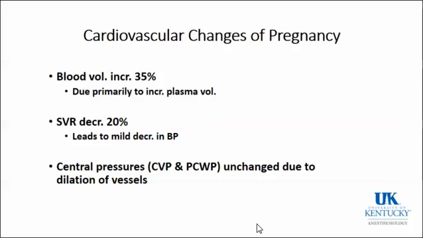Other cardiovascular changes, blood volume increases by about 35% due primarily to an increase in plasma volume. You see a decrease in SVR of about 20%, which can lead to a mild decrease in blood pressure. And then central pressures are unchanged as I mentioned in that question, due to the fact that although you have increased blood volume, you also have dilation of the vessels, so they sort of equal out.